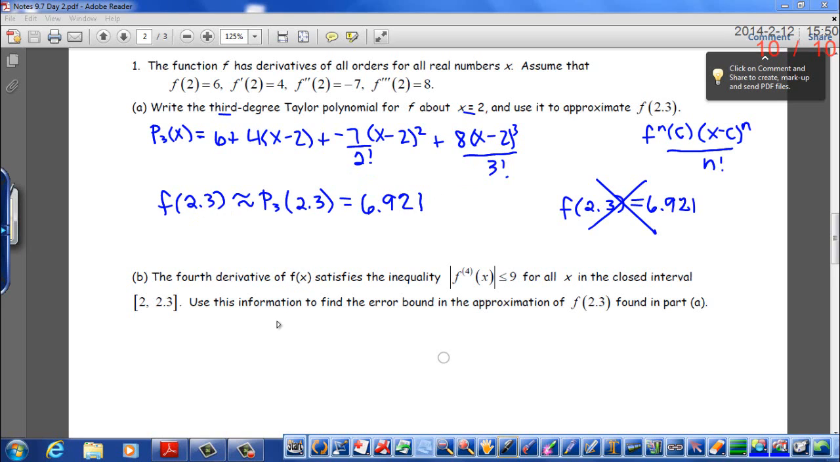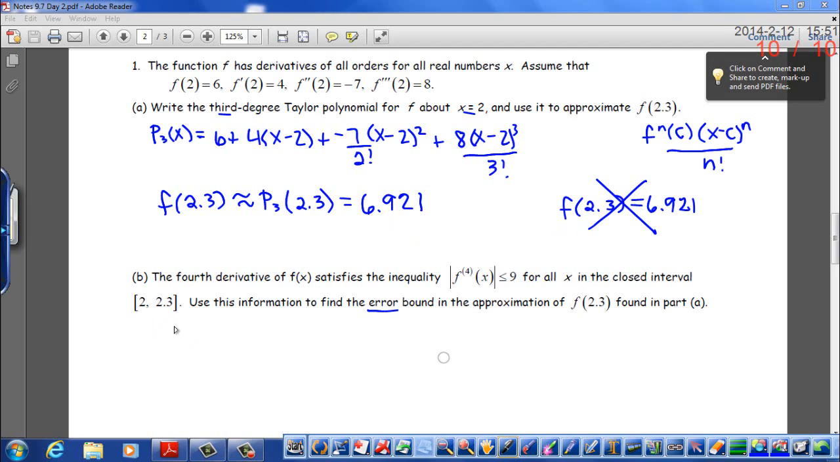Okay, part B. The fourth derivative of f of x satisfies the inequality that the absolute value of the fourth derivative of x is less than or equal to 9 for all x in the closed interval between 2 and 2.3. Now when you first read that, you may be thinking, what the heck does that mean? But we're supposed to use this information to find the error bound in the approximation of f of 2.3 found in part A. So essentially, we're trying to find the error in this approximation that we used right there.